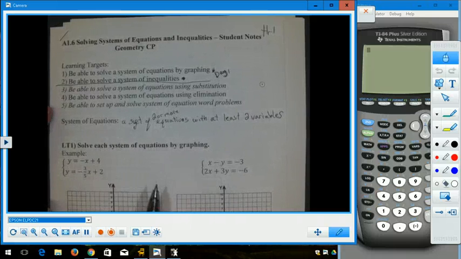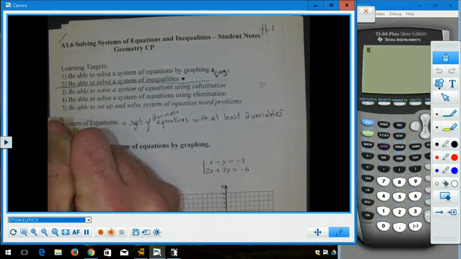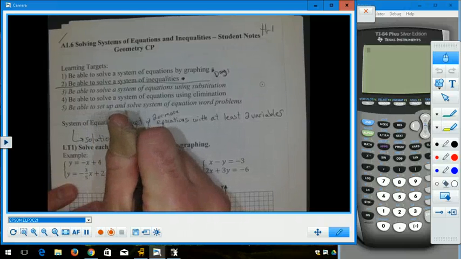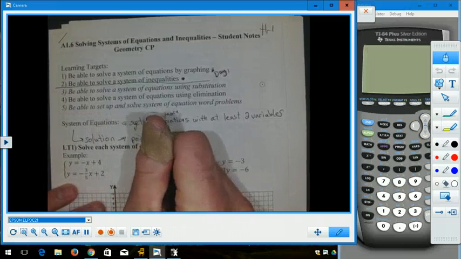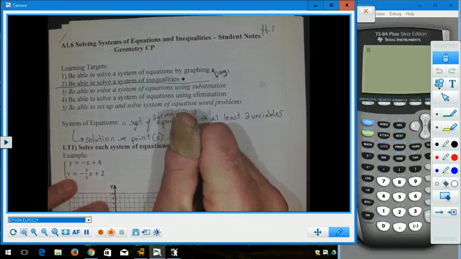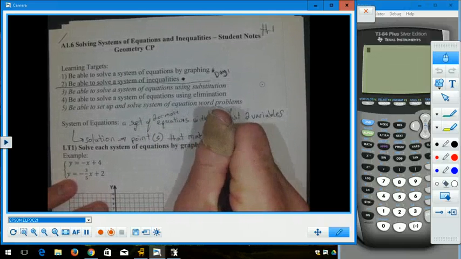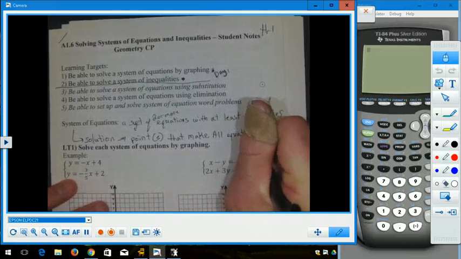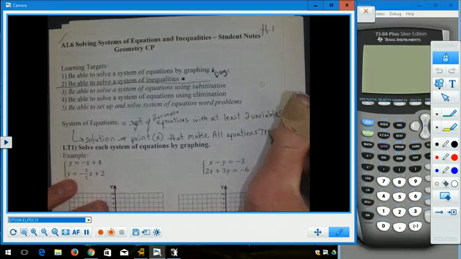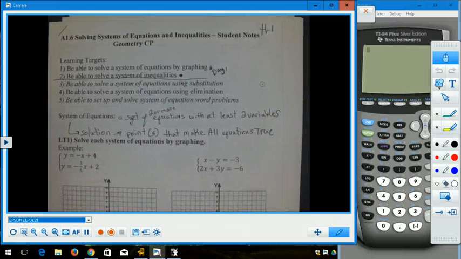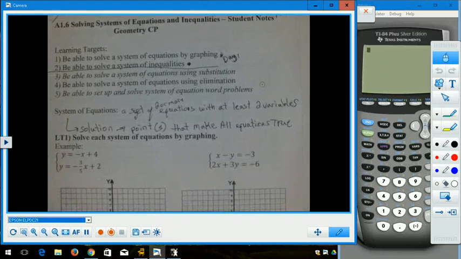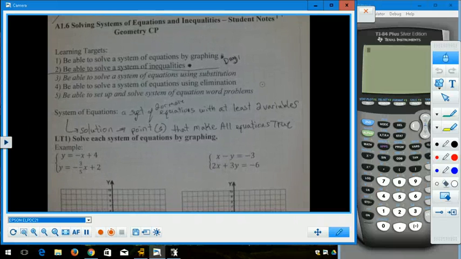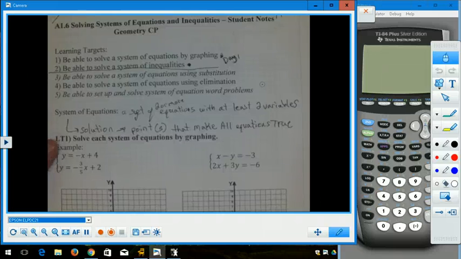And so we're looking for a solution. The solution to this system is a point or points. When they're both linear, there's just a point. Points that make all equations true. So we're looking for a common point that they share that makes all of the equations true. So in our first example, we're solving the system of equations by graphing. It's as simple as graphing the two equations and looking for where they intersect.